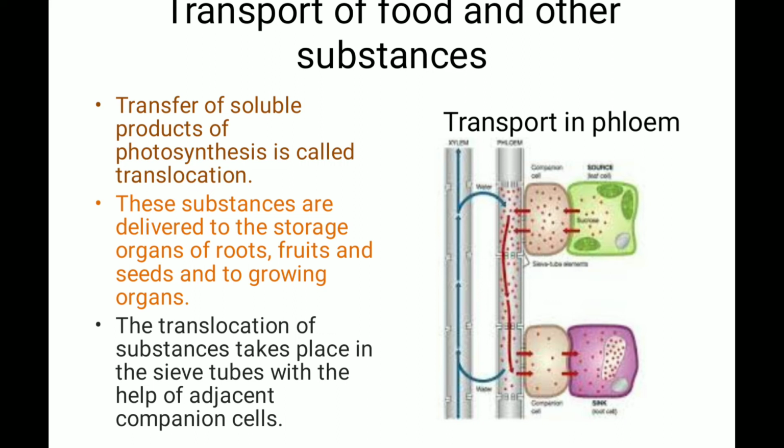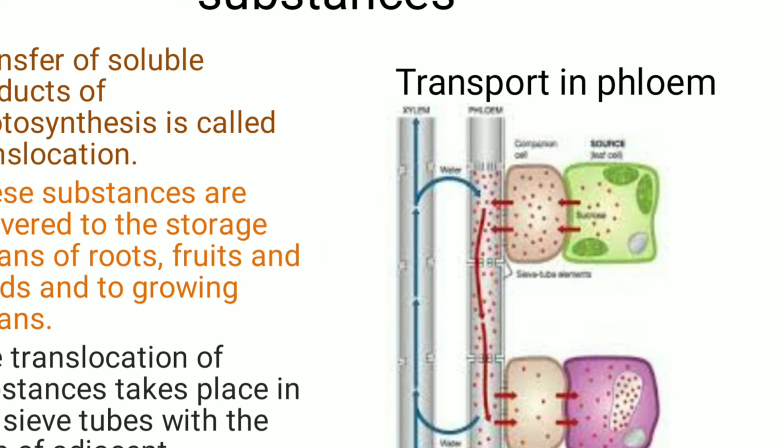Now here you can see that this green one is the source. It is a leaf cell where photosynthesis has taken place and the starch is formed. Now you have to understand one thing, that although we say that starch is the product of photosynthesis, it is glucose. It is stored in the form of starch, but it is transported in the form of sucrose. Here you can see sucrose is written.